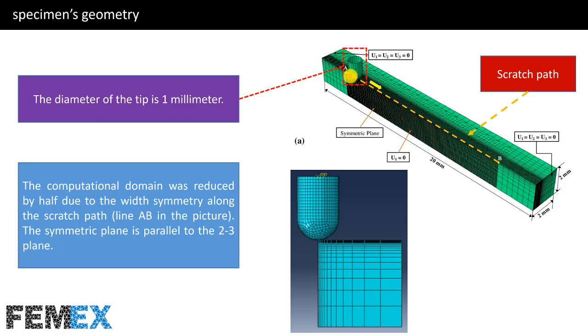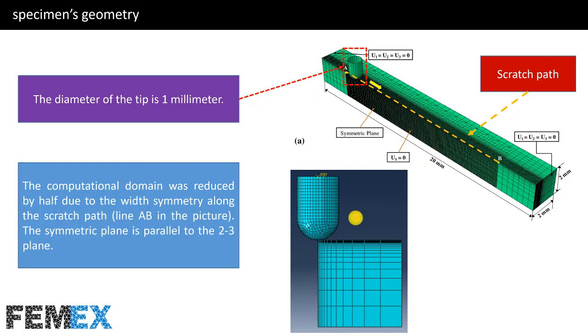This is point A and this is the scratch path and this is point B. The symmetric plane is parallel to the 2-3 plane. This is the symmetric plane. And the specimen must be fixed at its both ends.